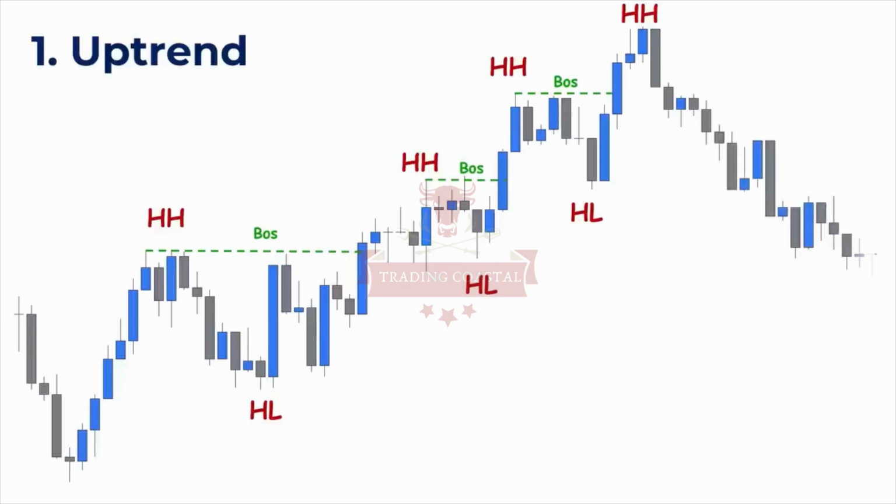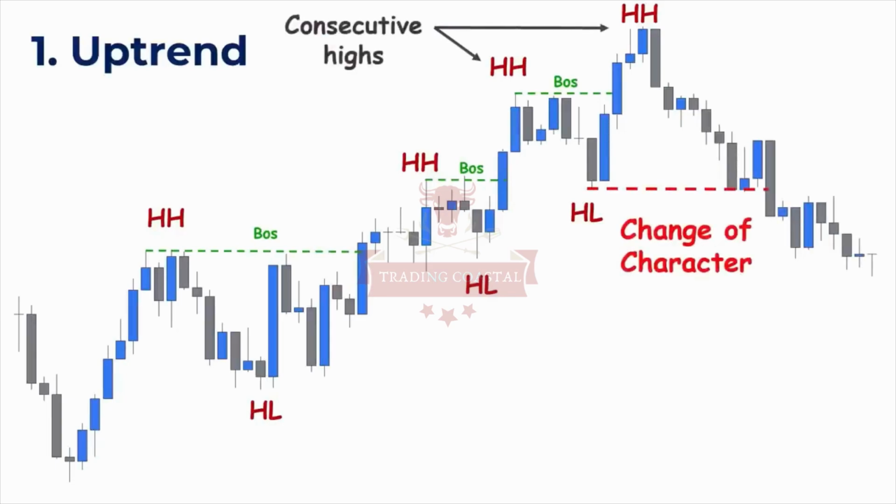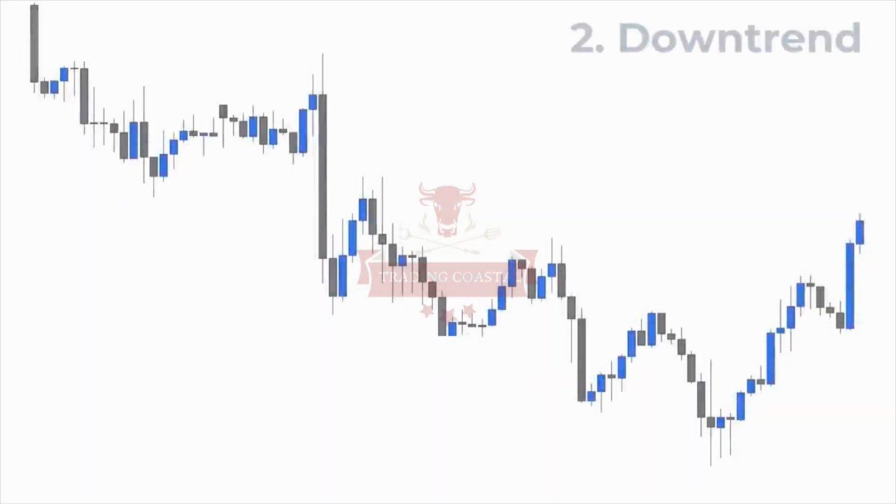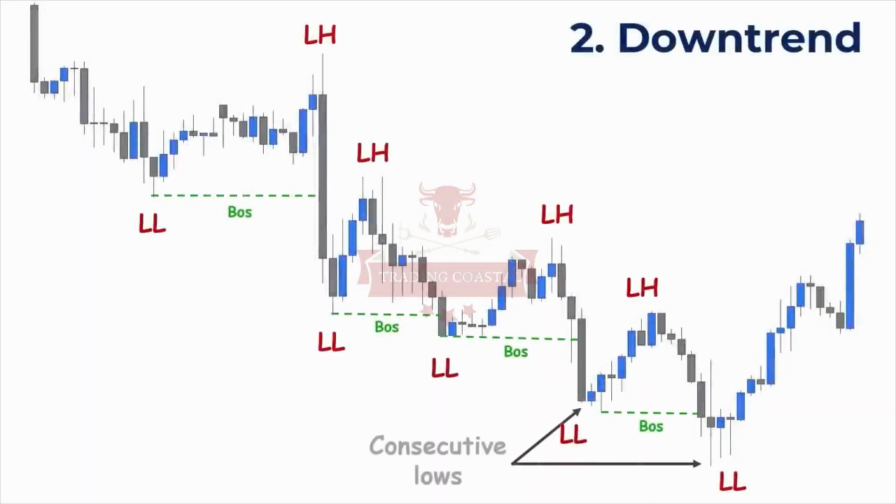Change of character occurs when we get a break and close below the lowest point of swing low between 2 consecutive highs. Second, we have a moving downtrend where the price continuously makes lower lows and lower highs, breaking the structure to the downside. Once again, we want to trade with the dominant downtrend until we get a change of character. Then the market sentiment will change to bullish.